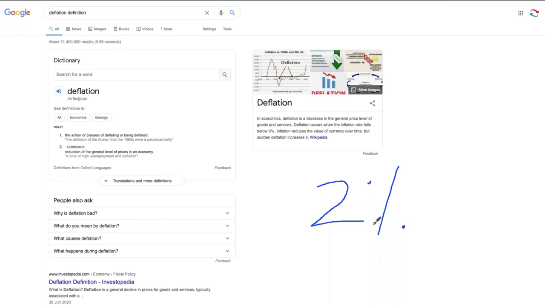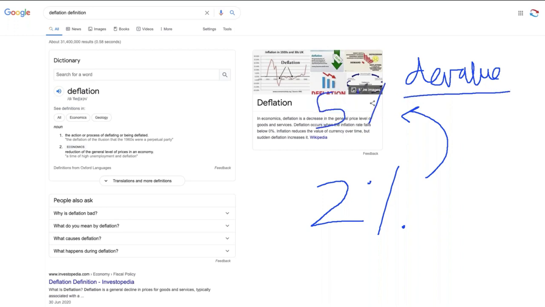This is the target for a healthy currency and a healthy economy, right? And they have this 2% target at the moment. Now, if inflation goes above that, it actually means that the currency is devaluing, right? Devalue. Now an extreme, so let's say for example it's at 5%, it means that it's being devalued. So inflation reduces the value of the currency over time.